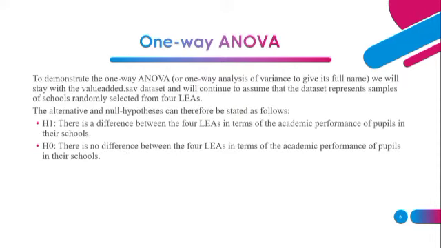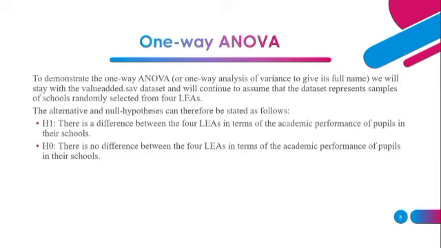The next is one-way ANOVA. To demonstrate the one-way ANOVA, we will stay with the evaluated .sav dataset and will continue to assume that the dataset represents samples of schools randomly selected from four LEAs.